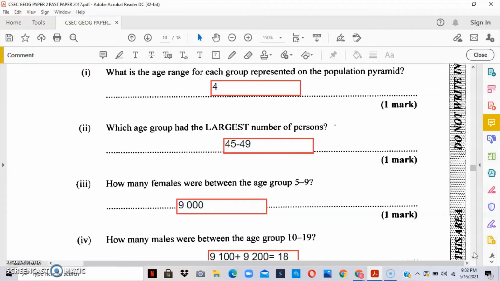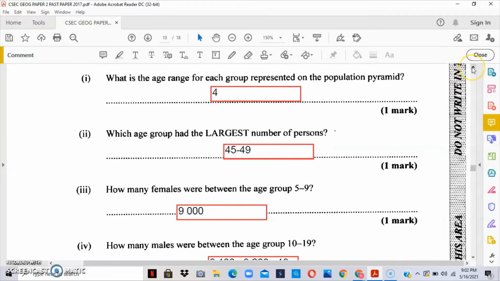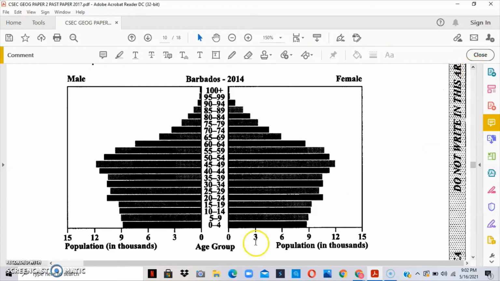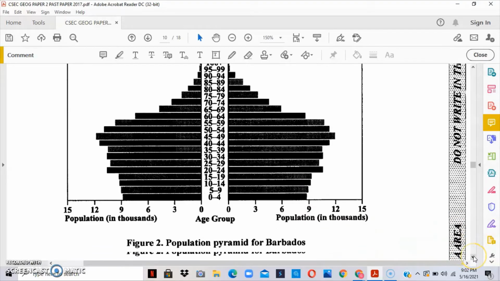Question 3 asks how many females were in the age group 5 to 9. So if you locate the 5 to 9, which is here, the females are located on the right. Then you will measure. So you go all the way up, and where the bar stops here, you measure downward. So it's basically at 9, and it's in population in thousands, so it will be 9,000.